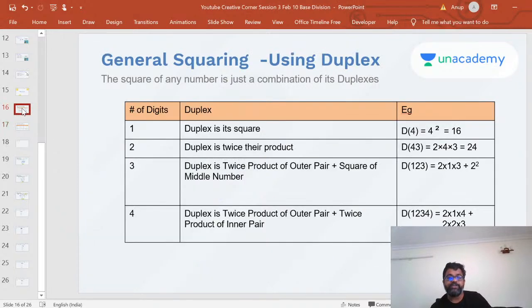Remember in this table, what is the duplex of a 4-digit number? Twice the outer pair plus twice the inner pair, right? Easy, no?